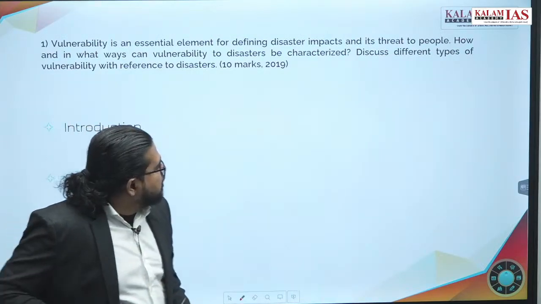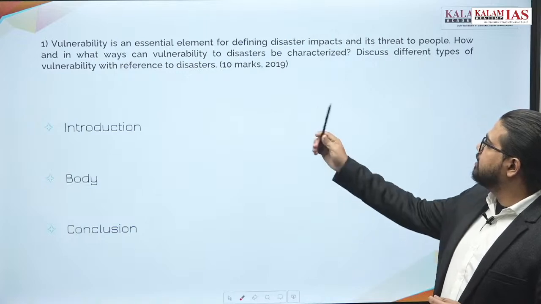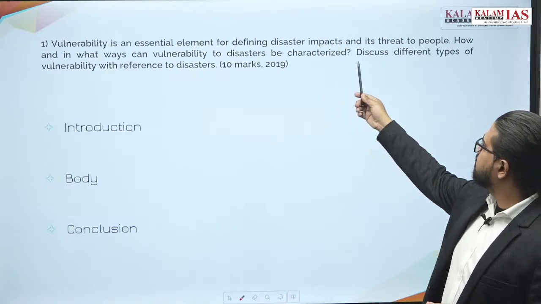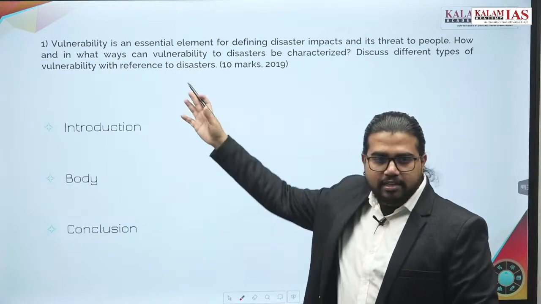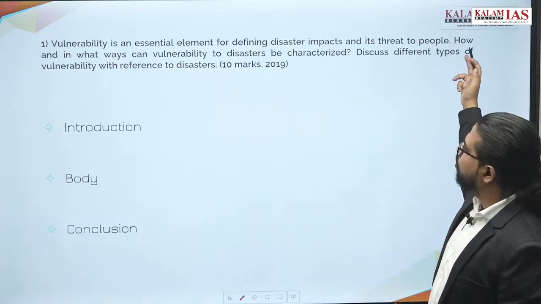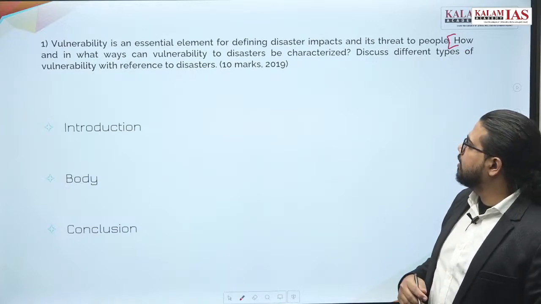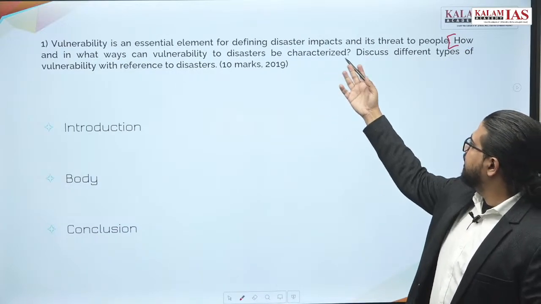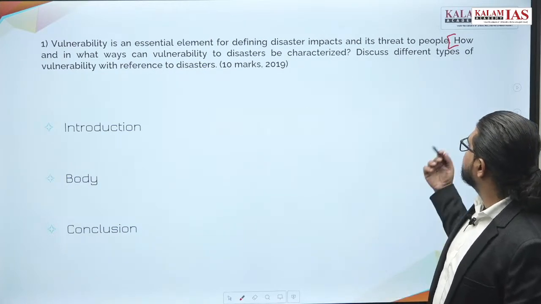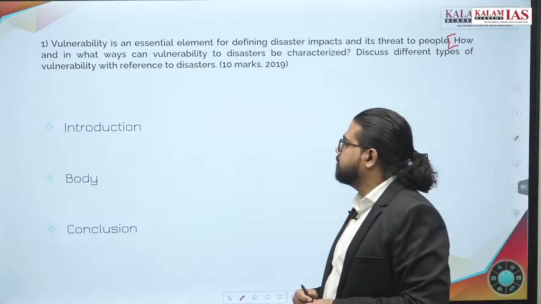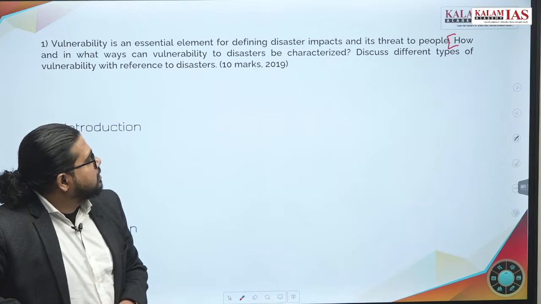So this is the first question. Let's go through the question first. Vulnerability is an essential element for defining disaster impacts and its threat to people. So we have a statement given, and here the question starts. How and in what ways can vulnerability to disaster be characterized? Discuss different types of vulnerability with reference to disasters. How many marks? 10 marks. Okay.